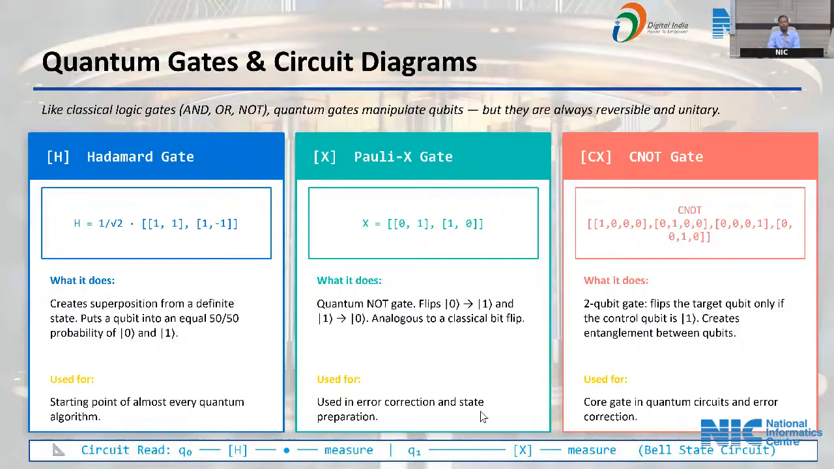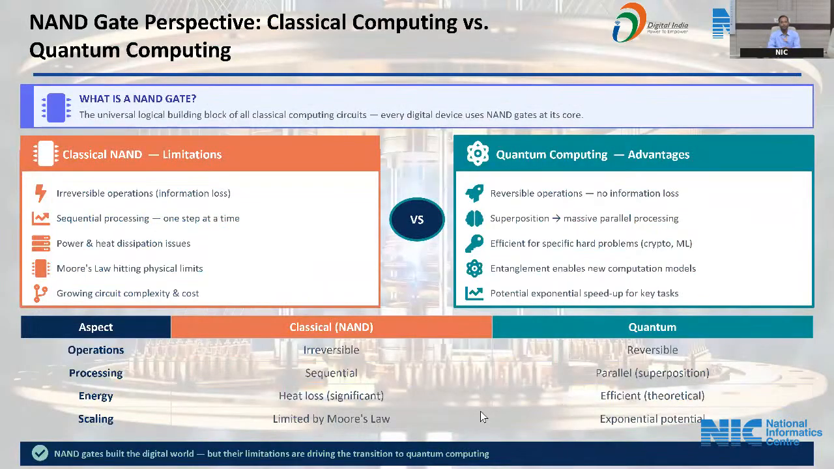About the gates, here we have Hadamard gate, Pauli X gate, and CNOT gate. Hadamard gate is usually used, and it is the base point of almost all quantum algorithms. This is the basic gate of quantum circuits. Pauli X gate is used for correction and state preparation, and CNOT gate is also a core gate. All these three gates can be clubbed together to achieve quantum computing.